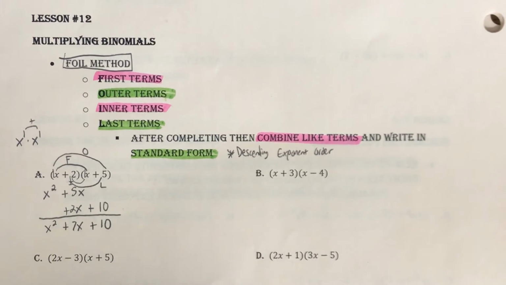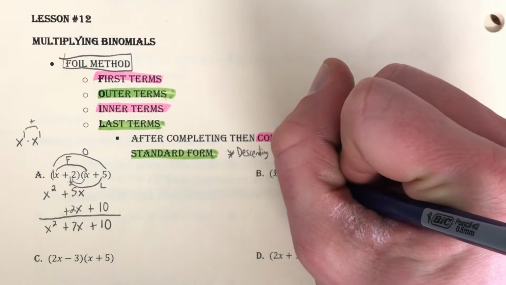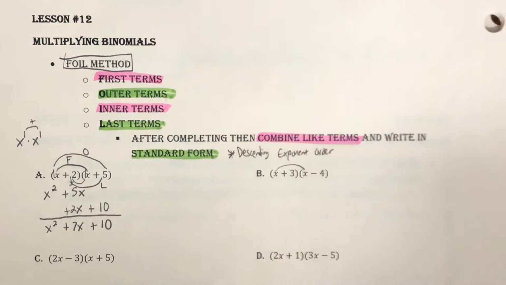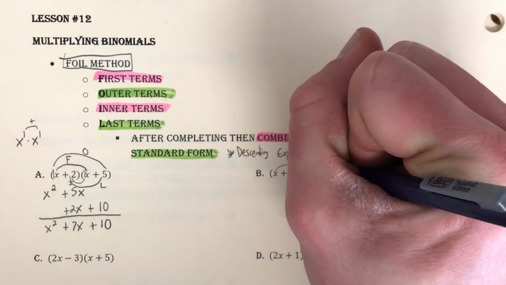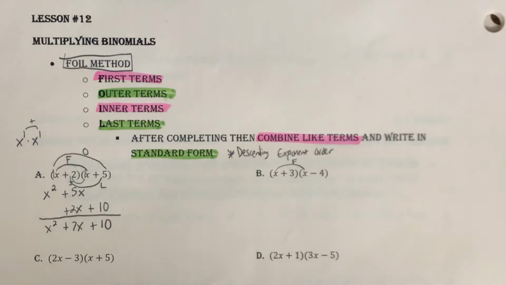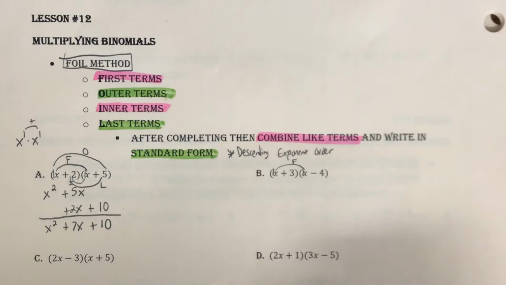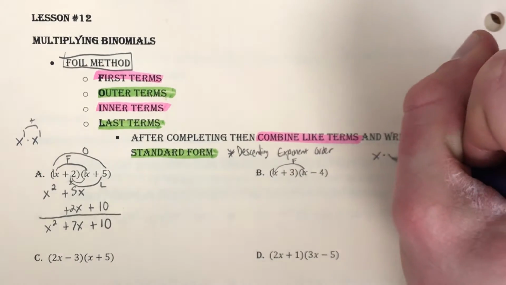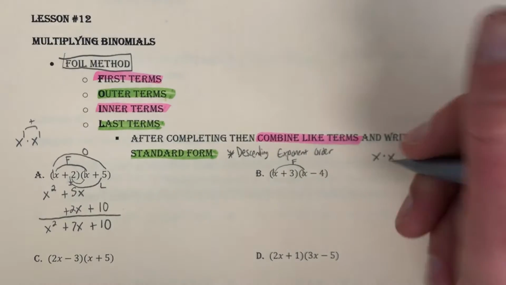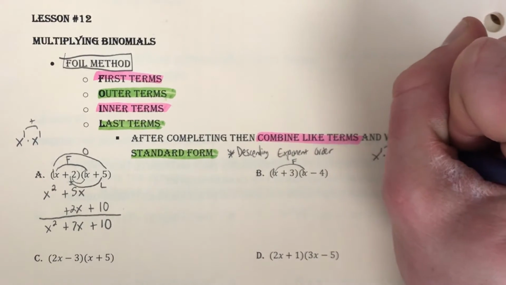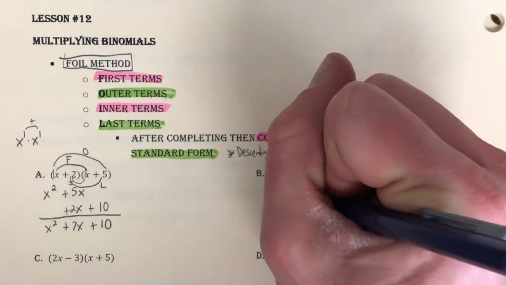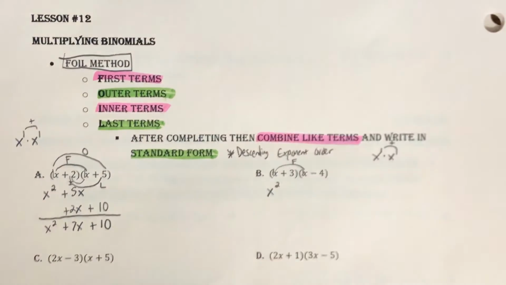So we're going to use the FOIL method because it's binomials. We're going to do first term times first term. So x times x, that's our F. And x times x, coefficients of 1, so 1 and 1. So 1 times 1 is 1, and x times x, remember, that's the product of powers rule, so we're going to add these exponents. So that's going to become x squared.